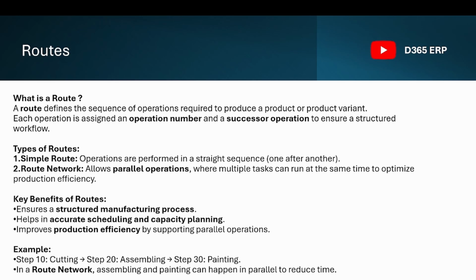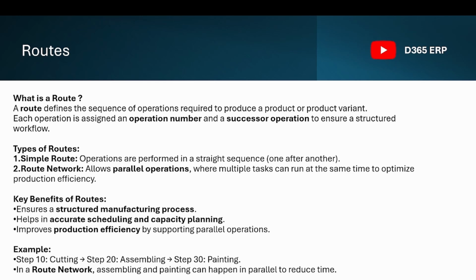So let's start with what is a route. A route defines a sequence of operations required to produce a product or product variant. In the system we already created operations. Now we input in the system how all the operations are going to happen. Each operation is assigned an operation number and a successor operation to ensure a structured workflow. Let's discuss the types of route, then you will understand why the successor operation and operation number are important.